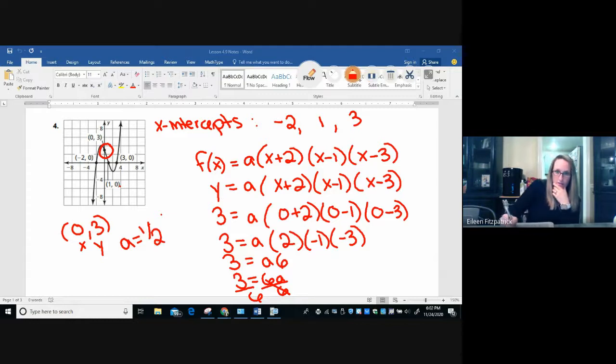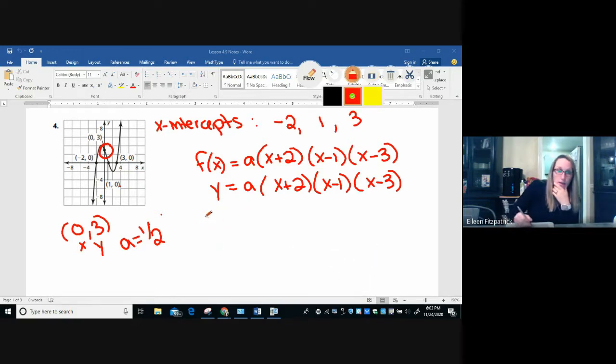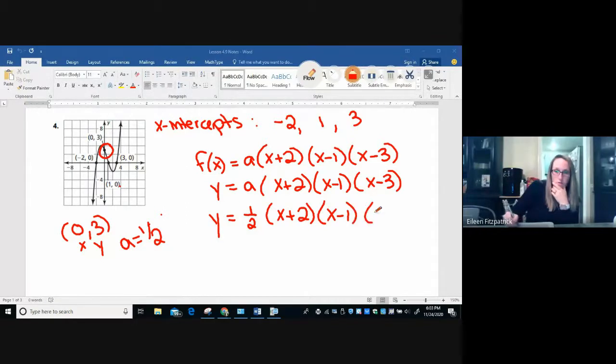Finally, got an a value. It wasn't simply a 1. So I'm going to erase this portion just because I don't have any more room and replace the a with a 1/2. And, oh, I should have written function notation instead of y equals. So I'll go back and fix that as well. I don't remember what I did for the other problems. If I didn't write function notation, I should have. f of x equals. And there is your function.